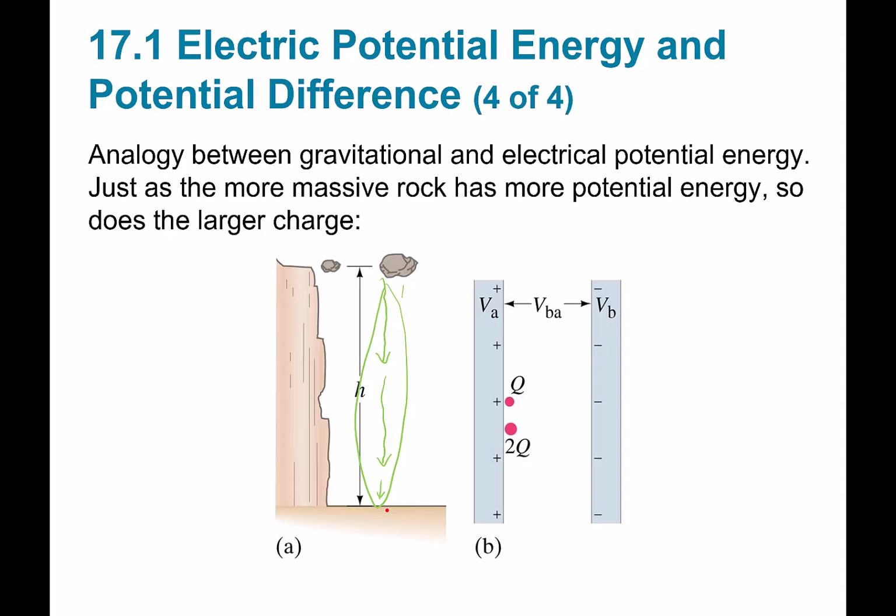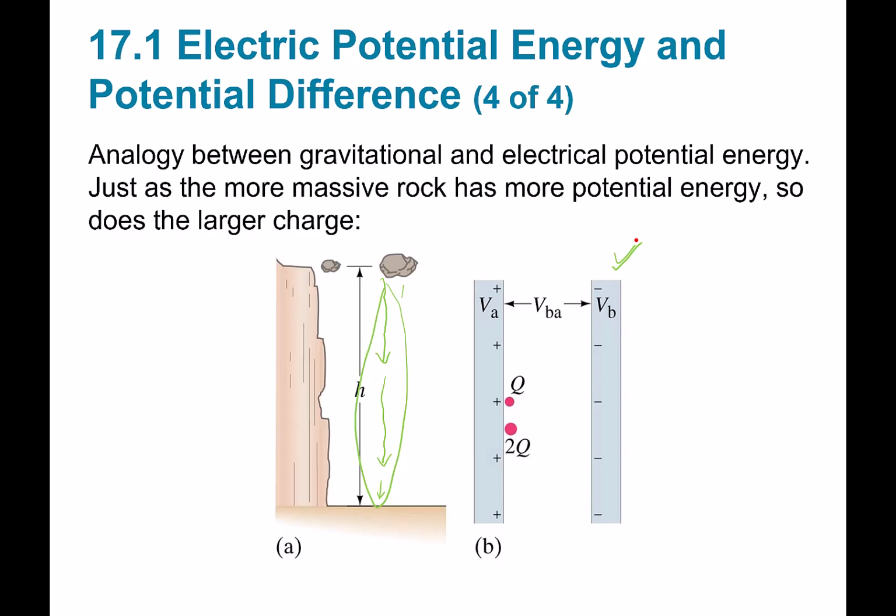In the same way, in our second diagram for electrical energy, we can see two charges, plus Q and plus 2Q. These are the two positive charges, right? And they are both at a higher potential, at the positive plate. And there is a potential difference if we have to move them to VB.